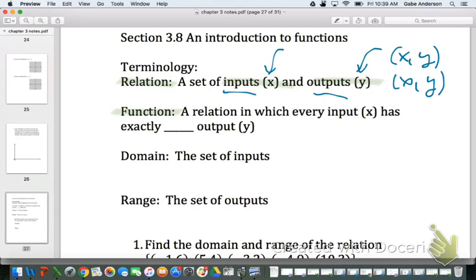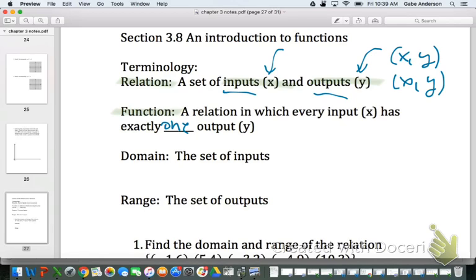So a function is a relation where every x value, every input, has exactly, do you know the blank? One. One is correct. So exactly one output. Let me try that again. It's not saying that the output is 1. It's saying that for every input there is exactly one output. The output could be 7 or negative 12 or 39 million or something like that. But the point is that for every input, there's only one output.